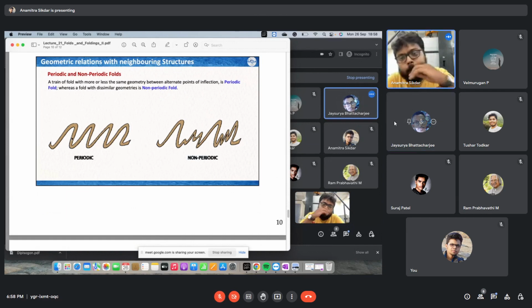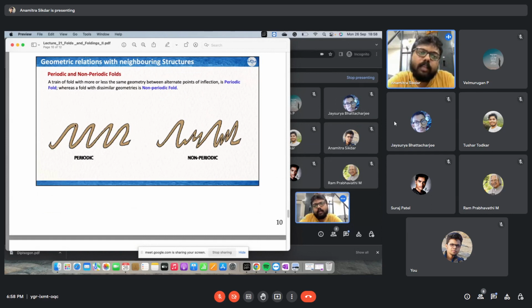Okay, yeah. So in the case of a periodic fold, you have the same wavelength, right? But here the wavelength differs. Like here it is this much, and here it is this much, and here. So it differs, right? Non-periodic fold means that the hinges, the crests and the troughs, are not equidistantly spaced, right? Here they are equispaced.